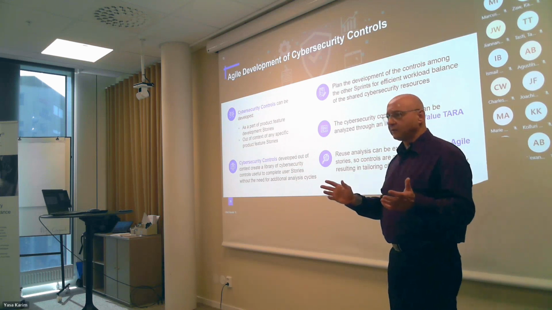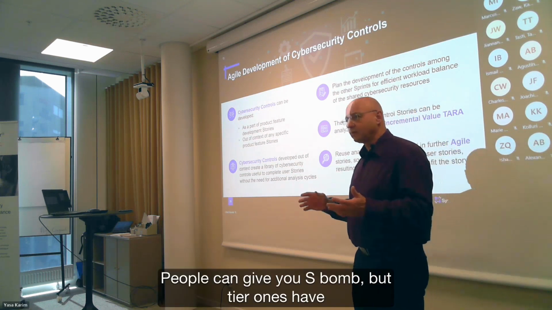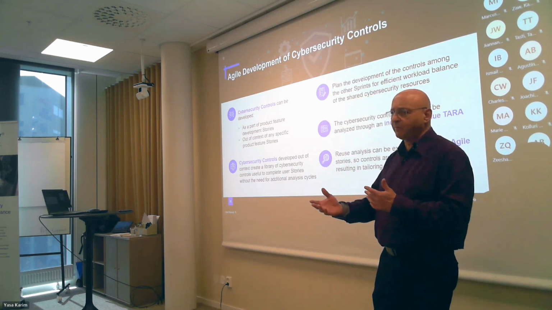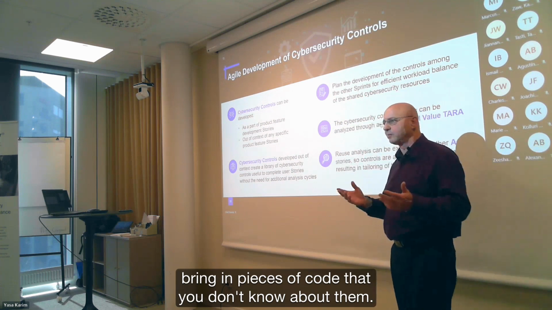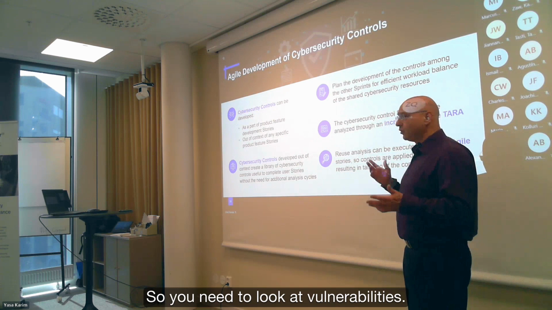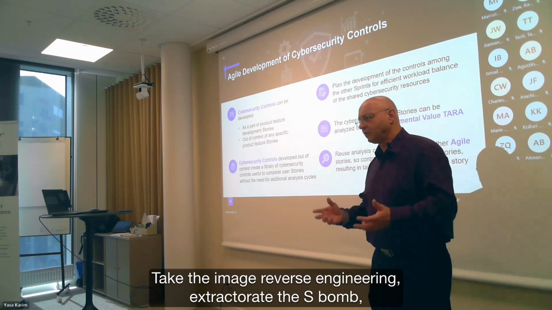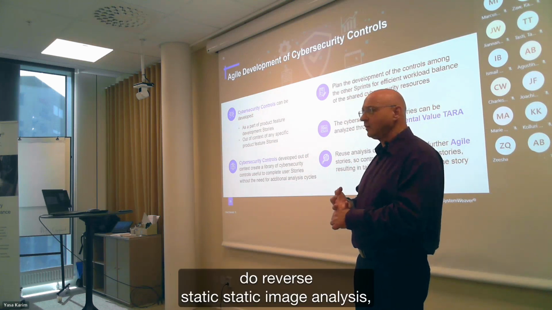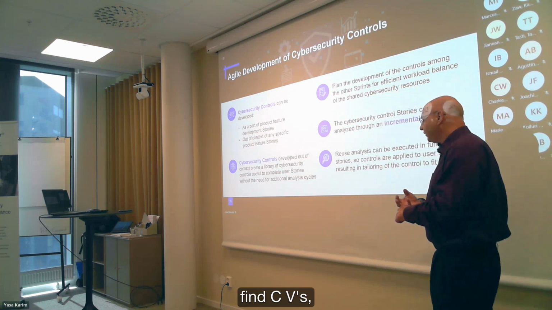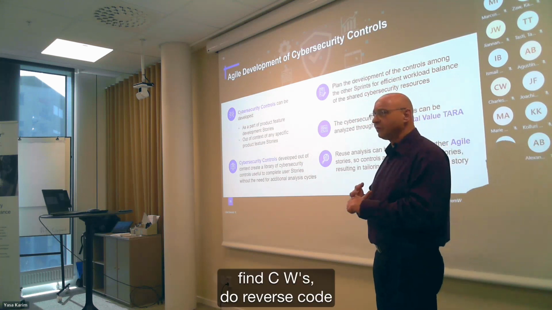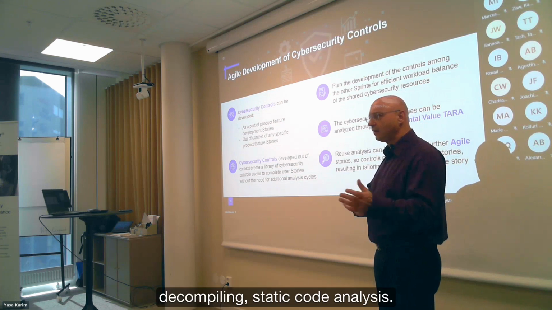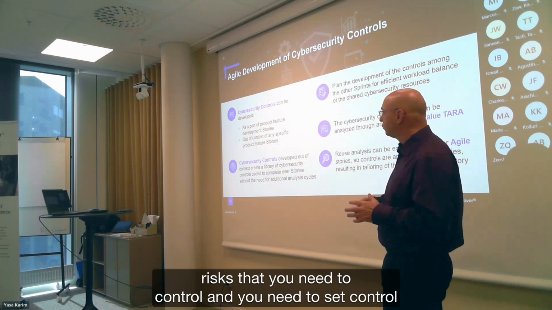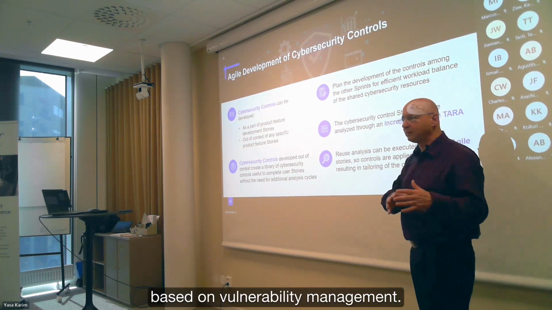So for example, S-bombs. People can give you an S-bomb, but tier ones have suppliers and subcontractors, and they might bring in pieces of code that you don't know about. So you need to look at vulnerabilities, take the image, reverse engineering, extract from it the S-bomb, do reverse static image analysis, find CVEs, find CWEs, do reverse code decompiling, static code analysis, and then you have a second source of risks that you need to control, and you need to set control based on vulnerability management.